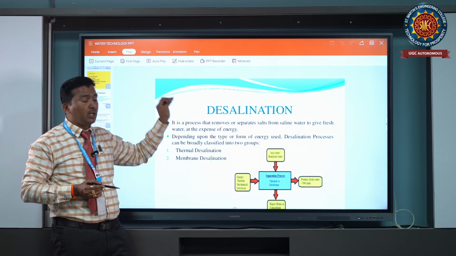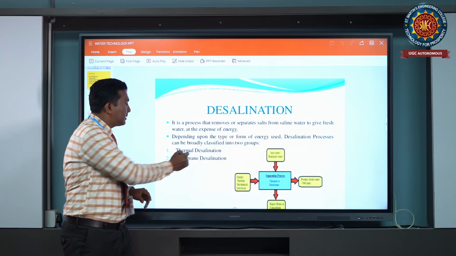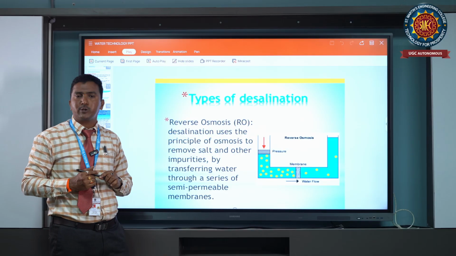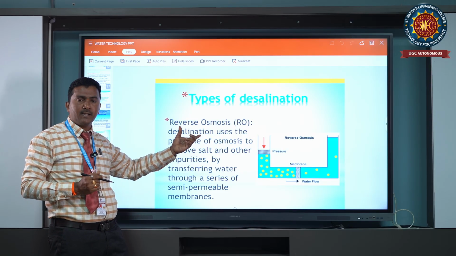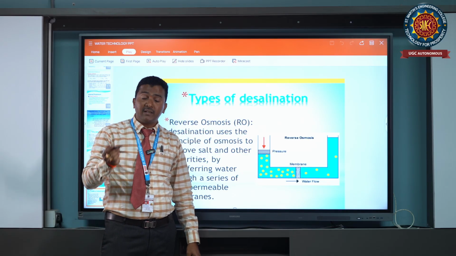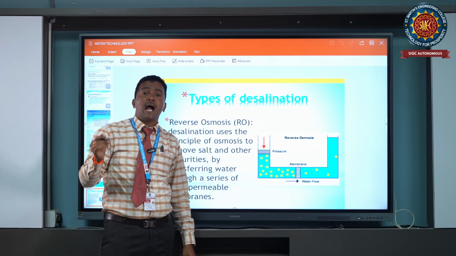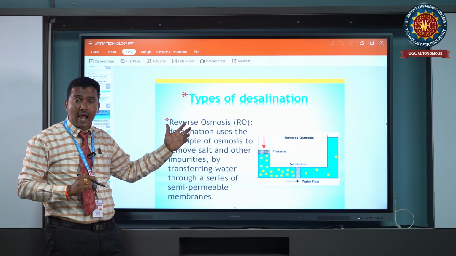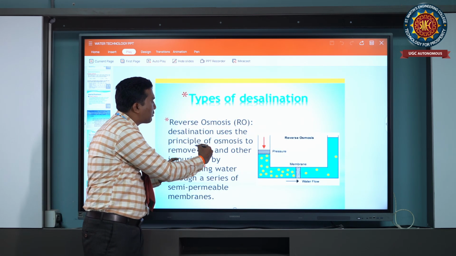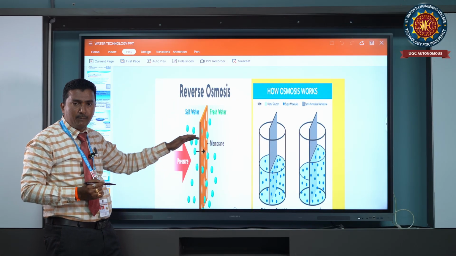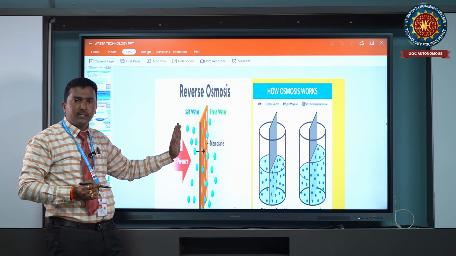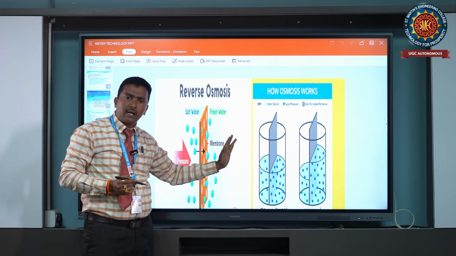Desalination is nothing but removing the salt from sea water. One of the methods is the reverse osmosis process. In osmosis, the solvent moves from low concentration to high concentration. But in reverse osmosis, the solvent moves from high concentration to low concentration. For this purpose, we have to apply osmotic pressure. In this process, you use membranes, and the total dissolved salts are retained on the surface, so you get demineralized and pure water.